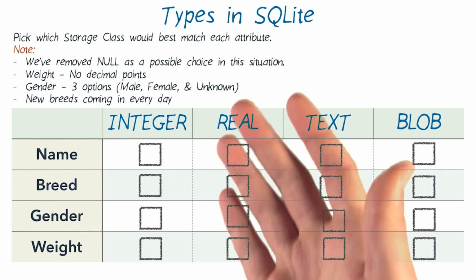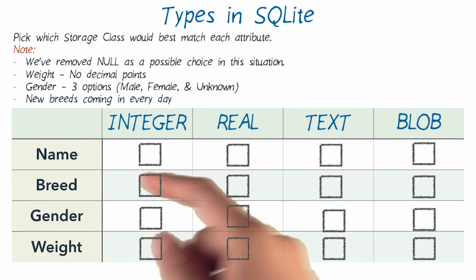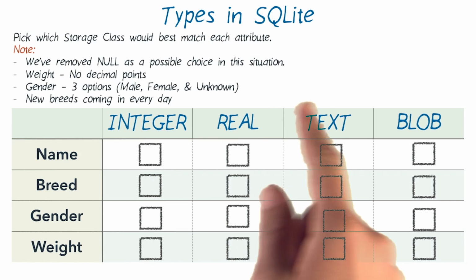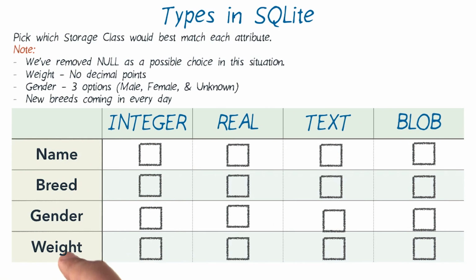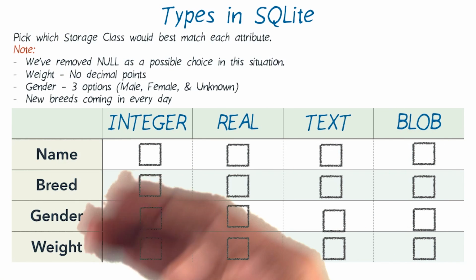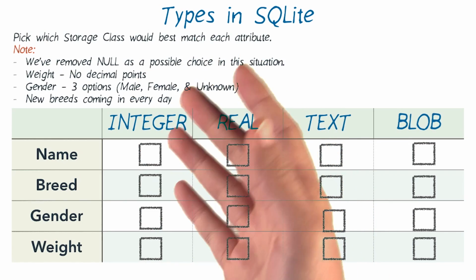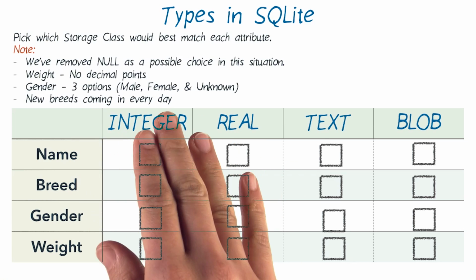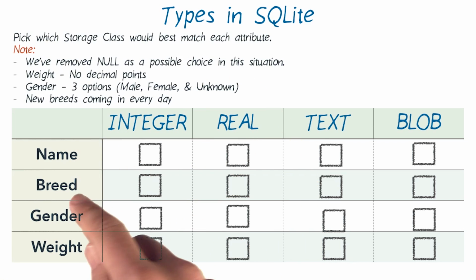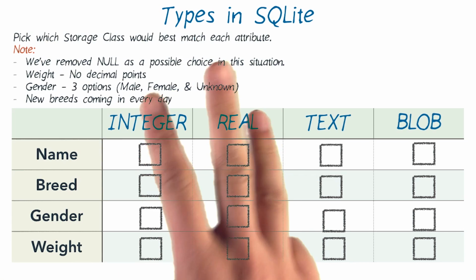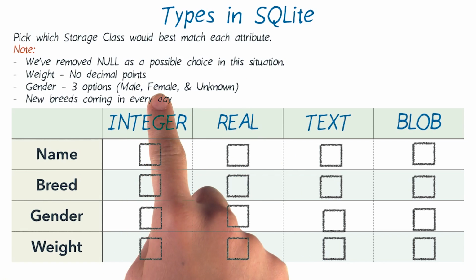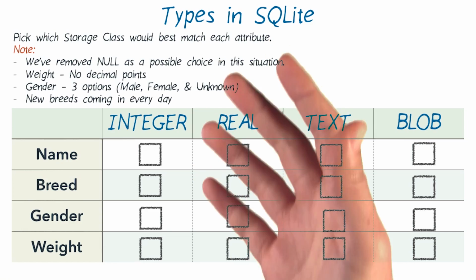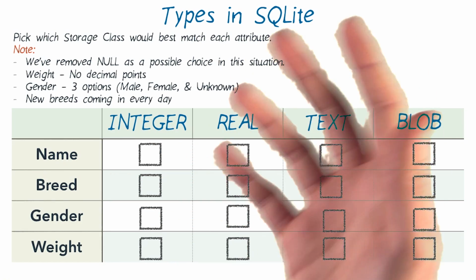All right, here's your chance to practice this out. I've listed the column names from the pets table, and I'd like you to choose which of these storage types would be the best fit for each of these attributes. There are a couple of things to note here. First off, for weight, we're going to simplify things and not include the decimal point. Next, for gender, we're going to have 3 gender options: male, female, and unknown. And lastly, for breeds, assume that there'll be lots of breeds, with pets of new breeds coming in every day.